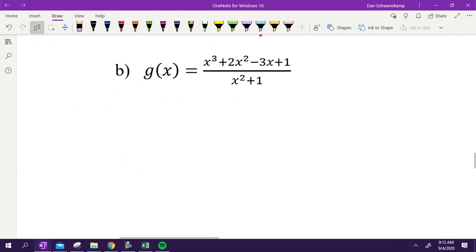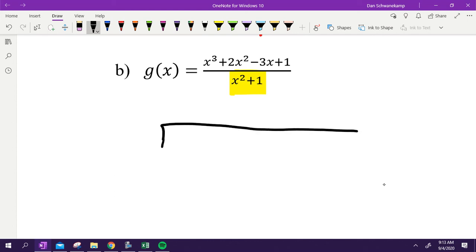Let's go to B. So synthetic division works great, but you can't do synthetic division on a problem like this, when it's no longer a linear term down there, not just x plus 3 or x minus 4. When you get that x squared, that's when you have to use long division. Okay, so let's set it up. We're going to have to do long division here.